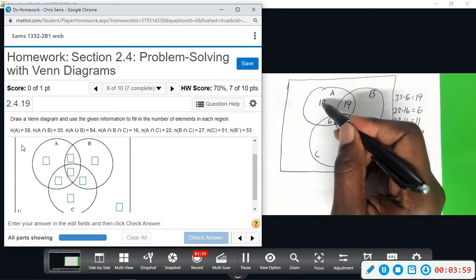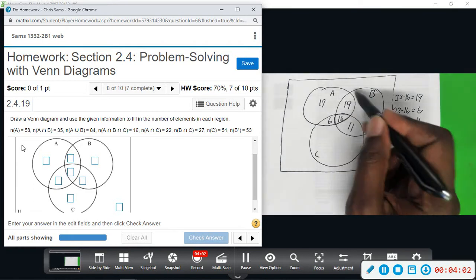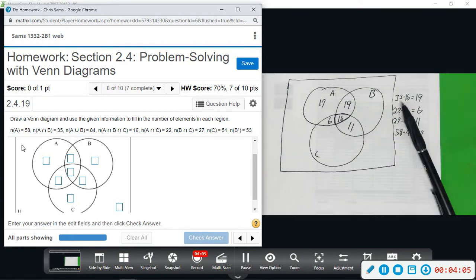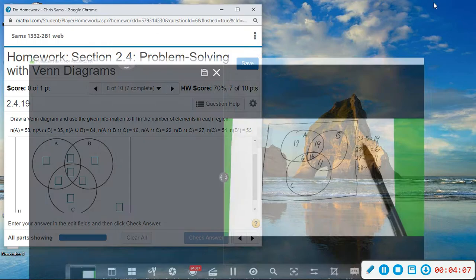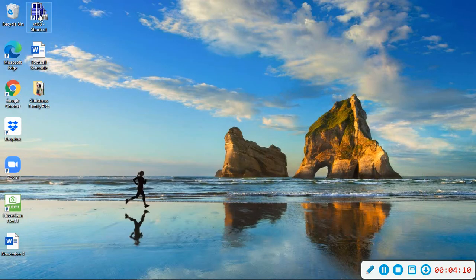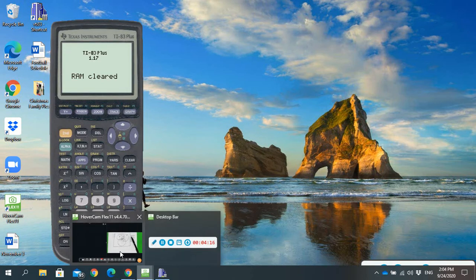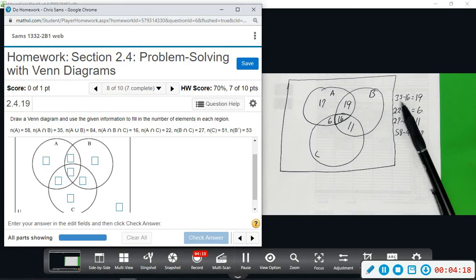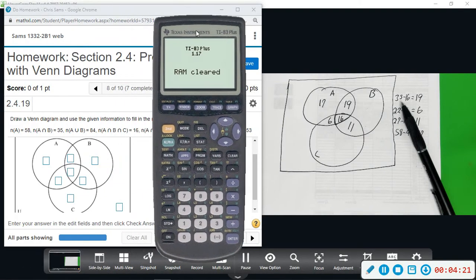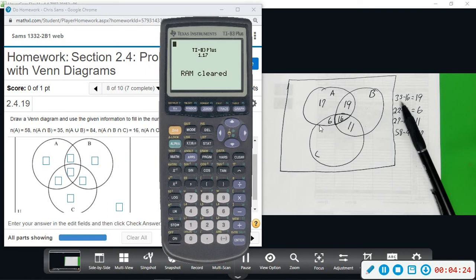And then what you want to do is check your math. If you add up all these parts that are in A, we should get 58. Let me pull up my online calculator here and just do this as we go. Alright, with this calculator, I'm going to add up all of these pieces that I have for A and verify that we get 58. So I'm going to do 17 plus 19 plus 16 plus 6. Okay, and we get 58. That's what circle A equals.